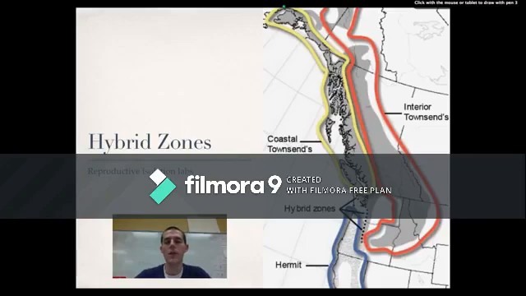The hybrid zone is where two different species of an animal have ranges that overlap, so that there could be some breeding between the two. On our map here, you can see that we've got three different populations. Here's population 1, here's 2, here's 3.